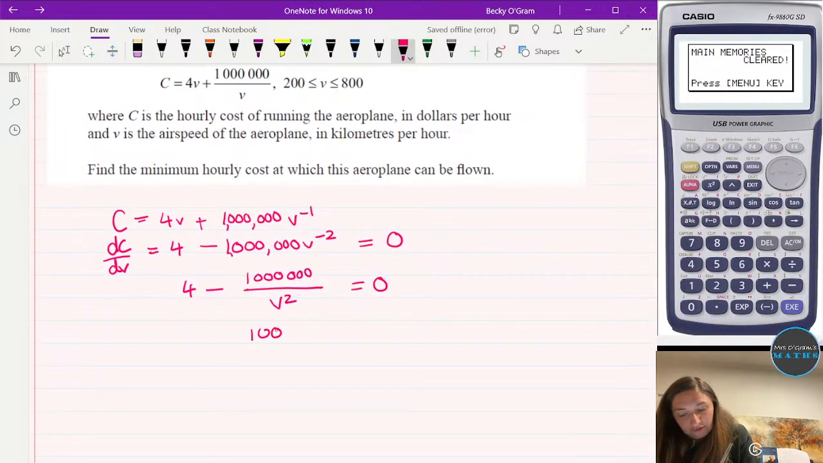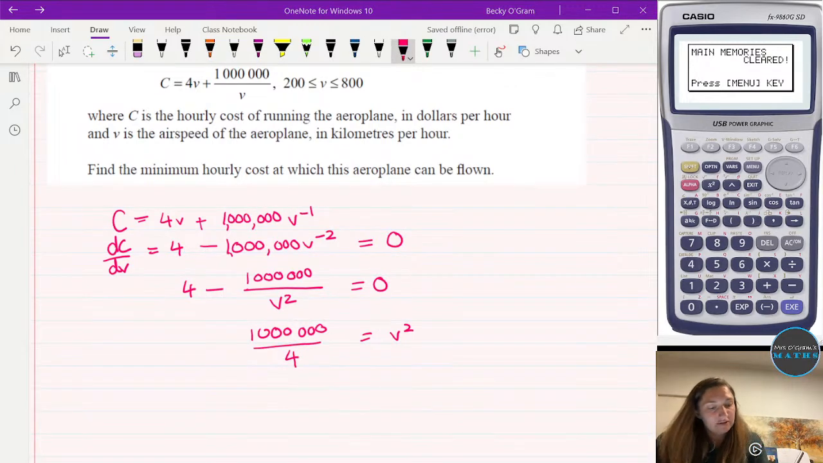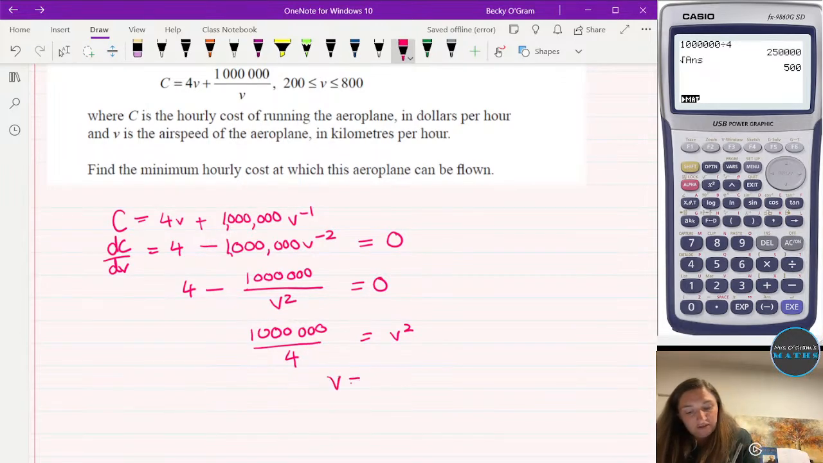So 1 million over v squared equals 4. If we bring the v squared up to this side and bring the 4 down to this side, then we're looking at 1 million divided by 4, and then square root our answer. So v equals 500. Now it's tempting to stop there, but we're not quite finished.